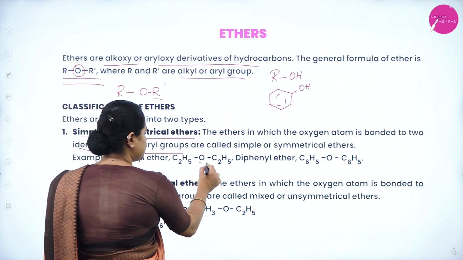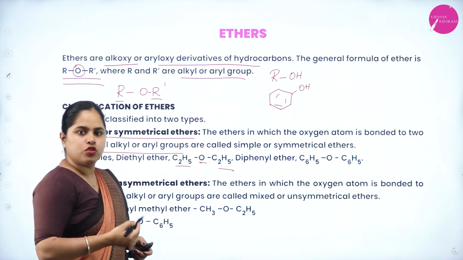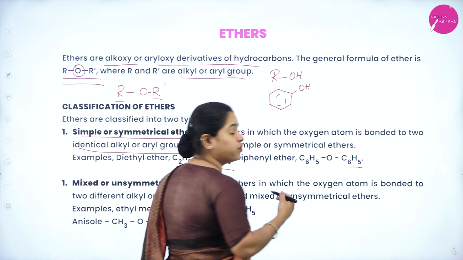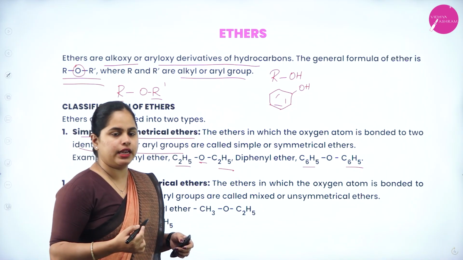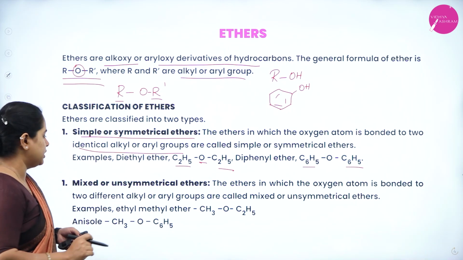As you can see, this is the oxygen atom, and on either side you have ethyl and ethyl groups. So this is a symmetric ether. Now here you have a phenyl group on both sides. So this is called diphenyl ether and this is called diethyl ether. Naming we are going to study in the upcoming slides, right?